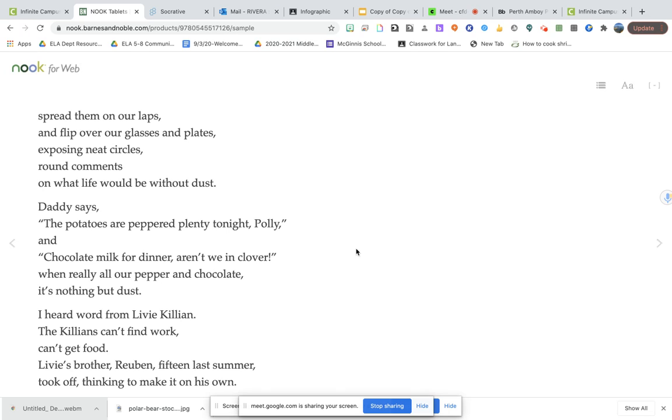Daddy says the potatoes are peppered plenty tonight, Polly, and chocolate milk for dinner, aren't we in Clover?